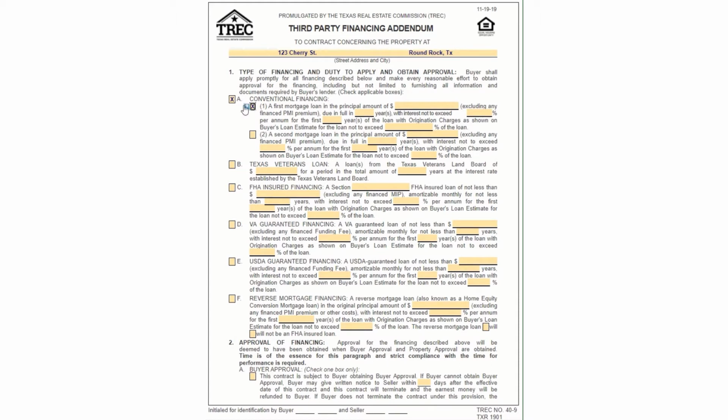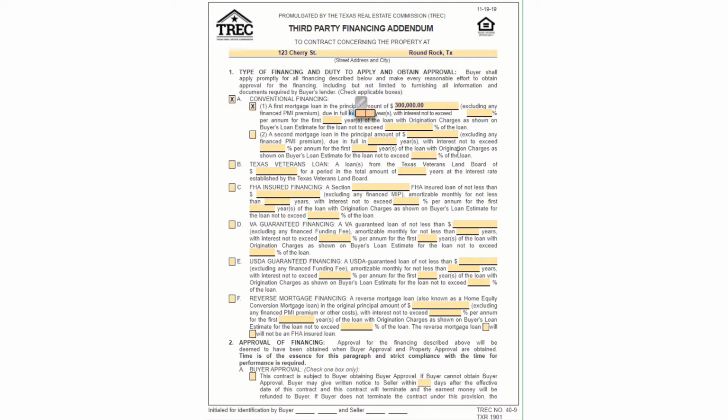So for one, a first mortgage loan and the principal amount of, for our example, we've got $300,000 for the loan amount, excluding any finance PMI premium. Now PMI, what is that? Private mortgage insurance. This is insurance that is charged to the buyer that does not have at least 20% money, cash, into the transaction. And this is to insure against default. Data shows buyers that have less than 20% are at risk of default, and lenders want to make sure that they're covered, so they charge insurance.